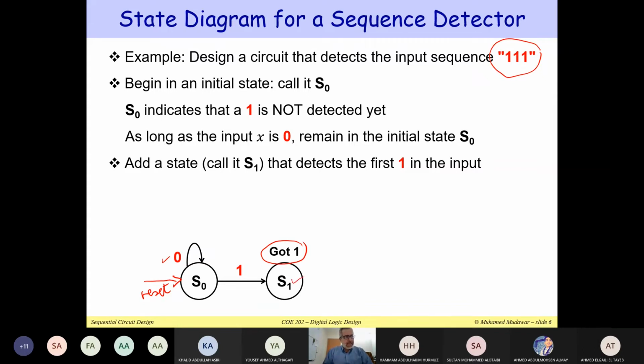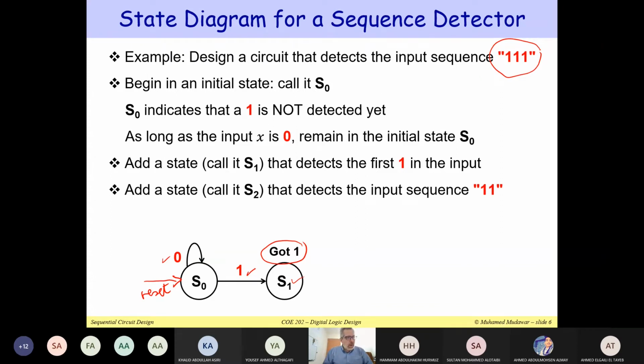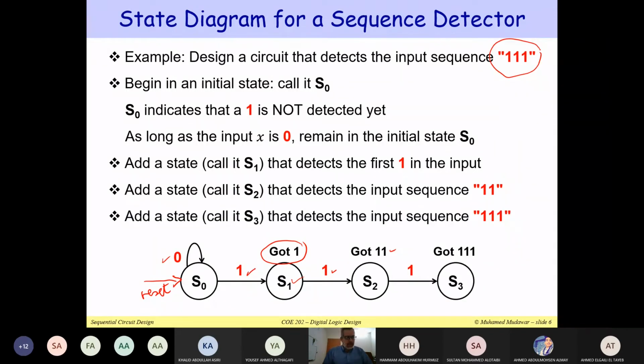We can give the states a meaning, to understand what we are trying to do in this design and to think about the state diagram. This is the meaning of state S1: it indicates that we have detected the first one in my input sequence. I have to detect 3 ones, and so far we have detected the first one. Then we wait for the second one. If we get a second one, we jump to state S2, which means that we have got a sequence of 2 ones, 1 followed by a 1. And if we get a third one, we reach a third state, called S3. It means that we have detected the sequence 1, 1, 1.